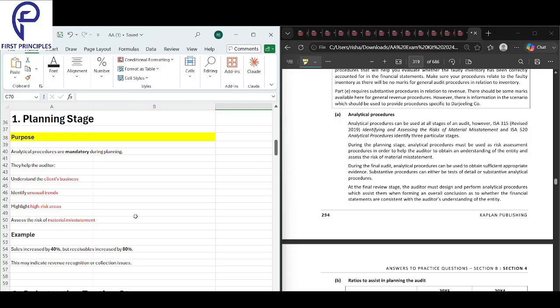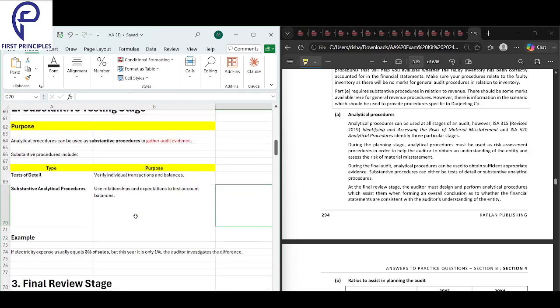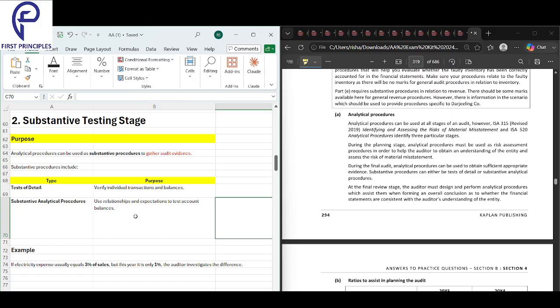To understand the client's business, to identify any unusual trends, to highlight any high risk areas, and to assess the risk of material misstatement. So in the planning stage, it is used for these reasons. In the substantive stage, it is used in these areas.